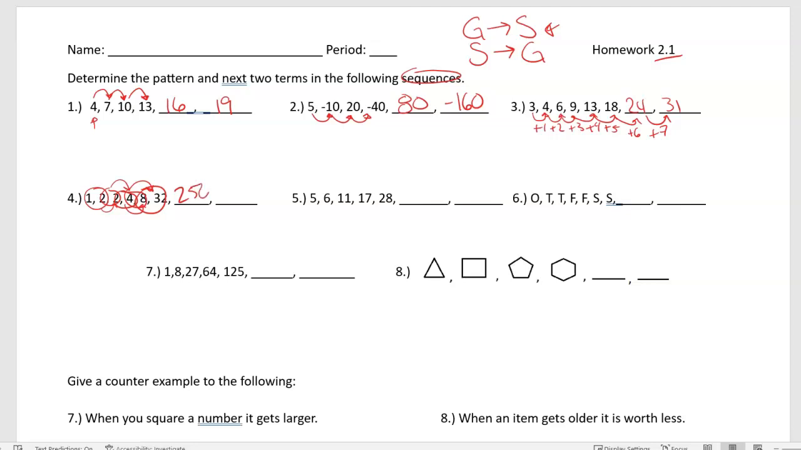256. And I'm going to do 256 times 32, and that's going to give me 8,192. Now the next one, I have 5, 6, 11, 17. Well, I already see that that plus that gives me this, that plus that gives me this, that plus that gives me that. So I'm just going to be adding the previous two terms, 17 plus 28, and the next one is going to be 45, and then I'm going to do 45 plus 28, and it gives me 73.